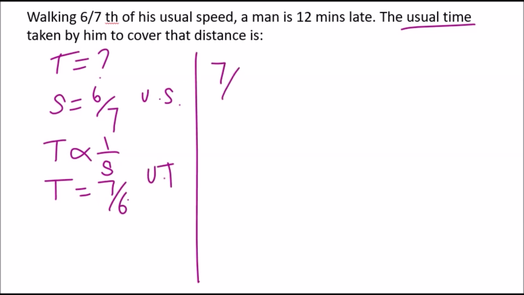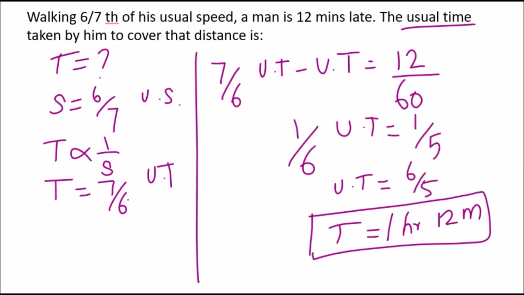So 7/6 of his usual time minus usual time is 12 minutes. So if he walks, 7/6 of usual time minus usual time equals 12 minutes, that is 12/60 hours. If we simplify this, we get time equal to 1 hour 12 minutes. So the usual time is 1 hour and 12 minutes.